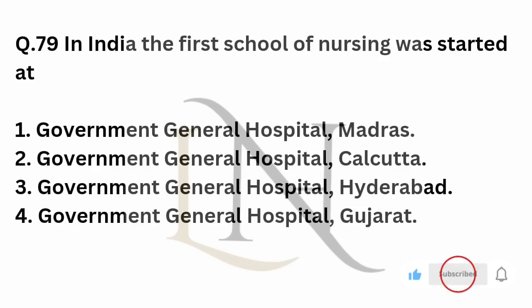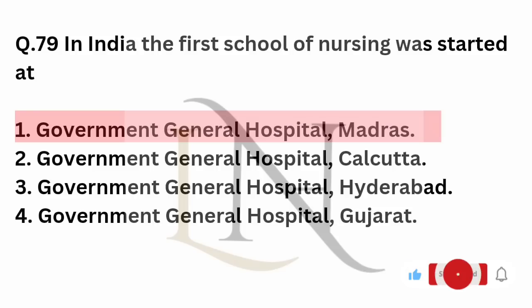In India, the first school of nursing was started at option 1 Government General Hospital Madras, option 2 Government General Hospital Calcutta, option 3 Government General Hospital Hyderabad, option 4 Government General Hospital Gujarat. Answer is option 1 Government General Hospital in Madras. Move to next MCQ.